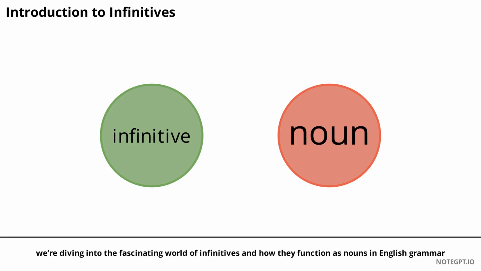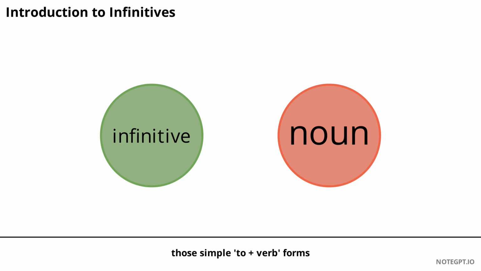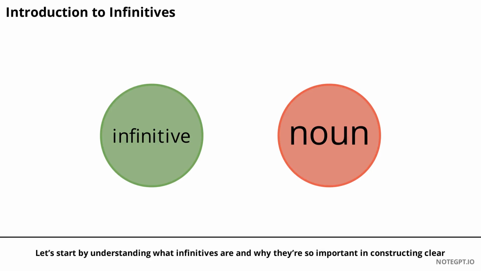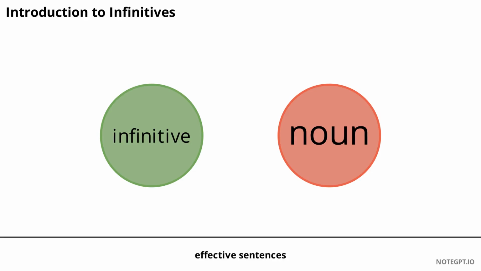Welcome. Today, we're diving into the fascinating world of infinitives and how they function as nouns in English grammar. Infinitives, those simple "to" plus verb forms, are more powerful than you might think. They can act as the subject of a sentence, the direct object of a verb, or even as a predicate noun. Throughout this video, we'll explore real examples, practical exercises, and tips to help you master infinitives in your writing and speech. Let's start by understanding what infinitives are and why they're so important in constructing clear, effective sentences.